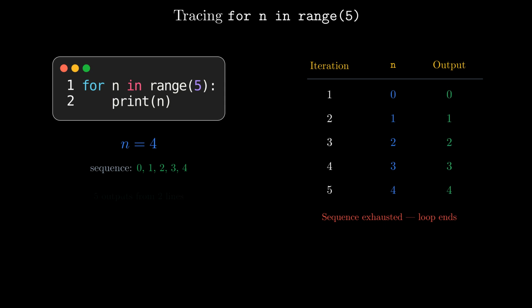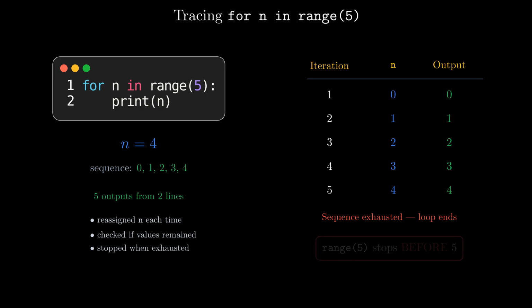5 lines of output, 0 through 4 from 2 lines of code. Behind the scenes, Python handled every reassignment of n. It checked whether values remained. It stopped when the sequence ran out. The bookkeeping a while loop forces you to manage, the for loop did silently. And once more, range of 5 did not include 5. The last output was 4.